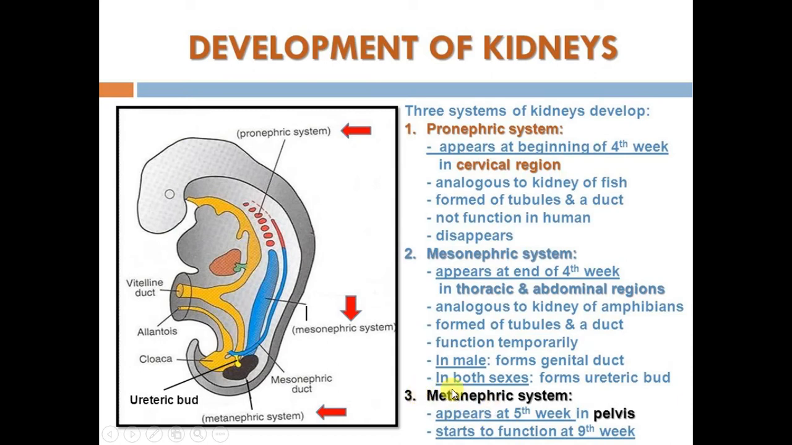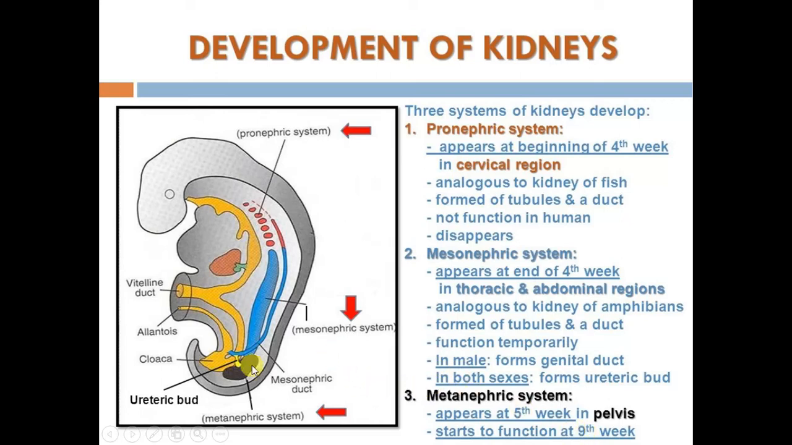The third part, the metanephric system. It appears in the 5th week and it appears in the pelvic region. So the pronephros was developing in the cervical region. The mesonephric was developing in the thorax and the abdominal part. But the metanephric system is developing in the pelvic part of the body. And it starts functioning at the end.